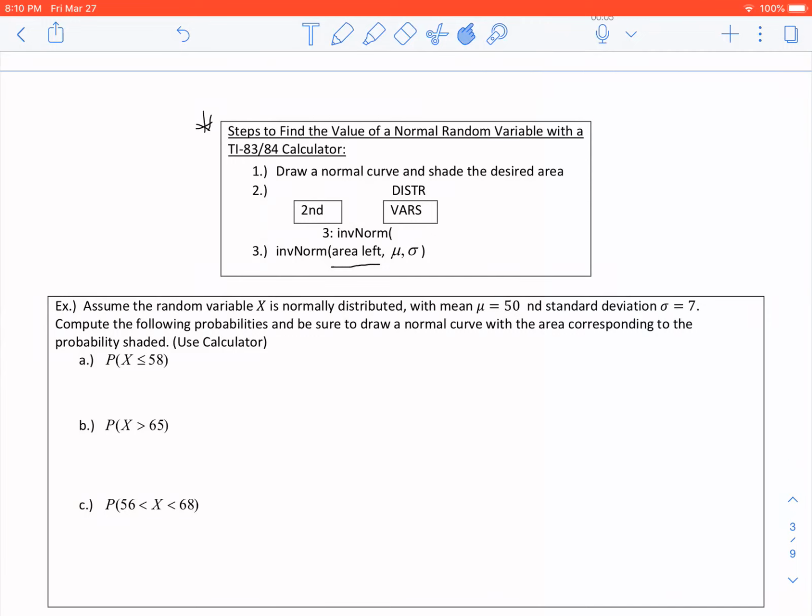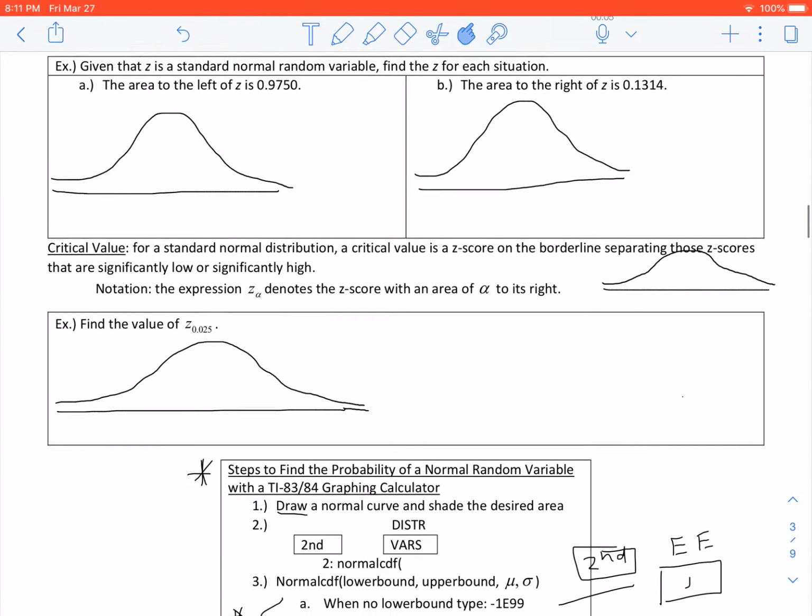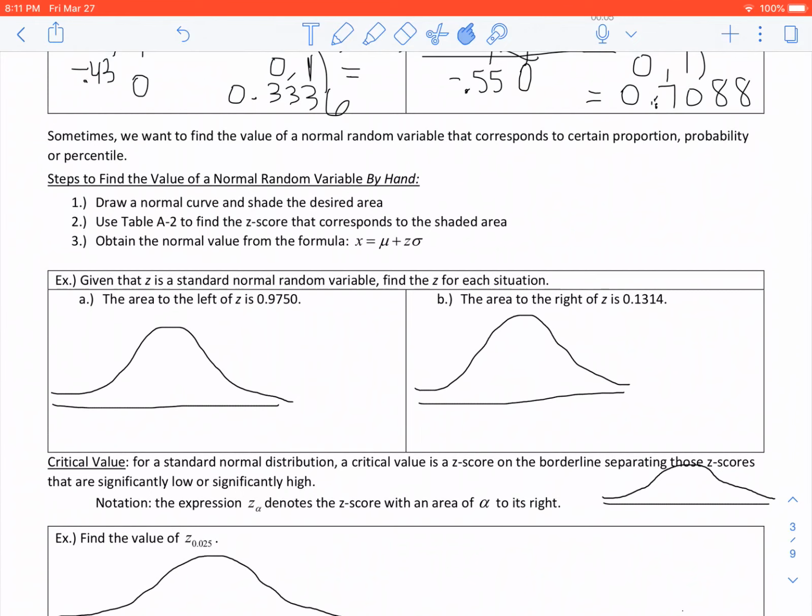So from here, we're going to go back up to the examples that we skipped over. And so we're going to go back up to page 3. So go back to page 3. We're going to cross off some stuff. So sometimes we need to find the value of the normal random variable that corresponds with a certain proportion, probability, or percentile.